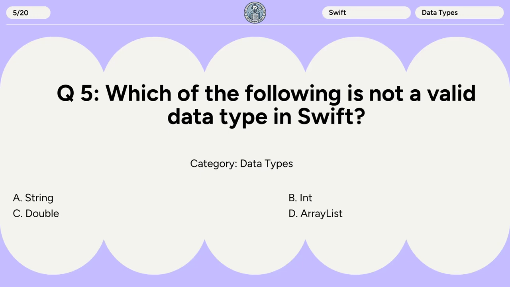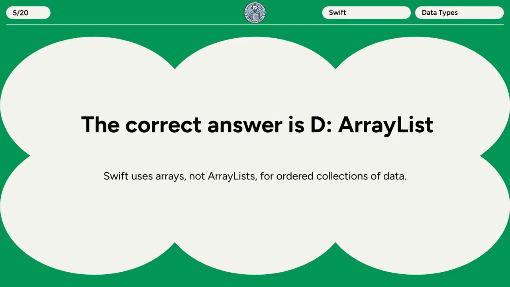Question 5. Which of the following is not a valid data type in Swift? A. String. B. Int. C. Double. D. ArrayList. The correct answer is D. ArrayList. Swift uses arrays, not ArrayLists, for ordered collections of data.